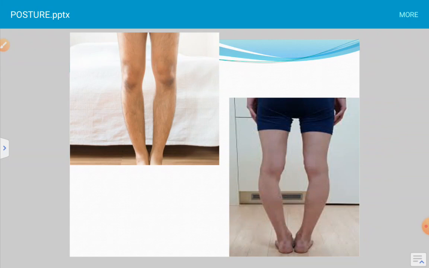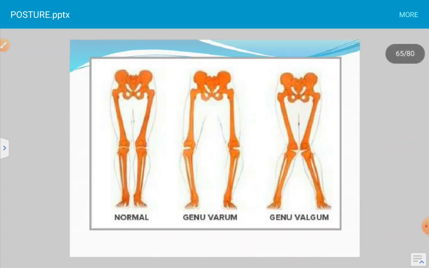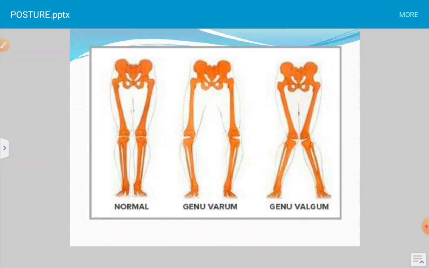In this picture you can see the feet are standing together and the malleolus is in touched position. Okay, this is the normal position. This is genu varum and this is genu valgum.